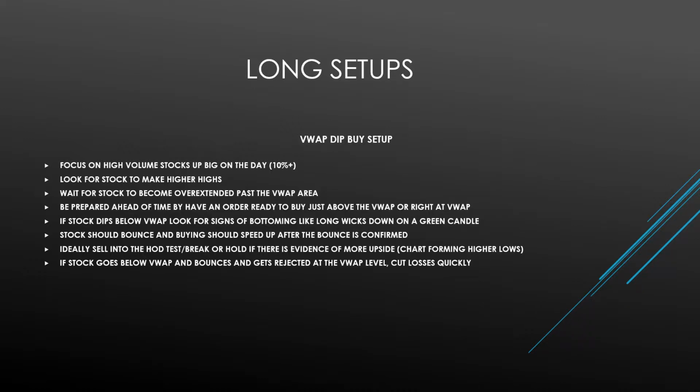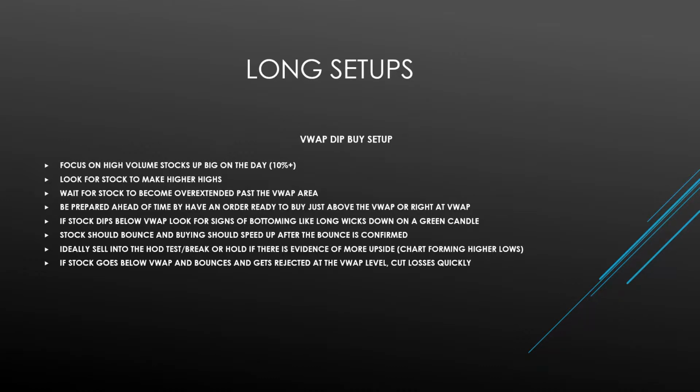So if the stock dips below VWAP, look for signs of bottoming, like long wicks. We talked about topping and bottoming back in technical analysis. Green candles with long wicks or shadows to the bottom side indicate that that's a bottom. So once the stock bottoms, it should bounce and buying should speed up after the bounce is confirmed. That's what we're looking for in this dip buy entry off of the VWAP.